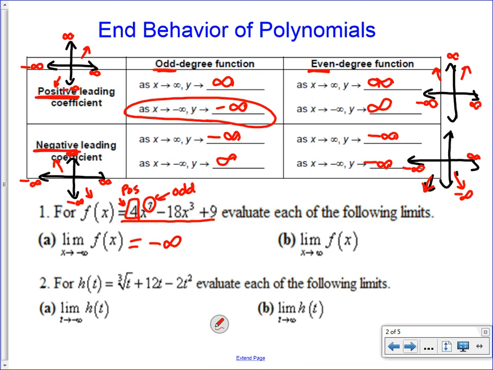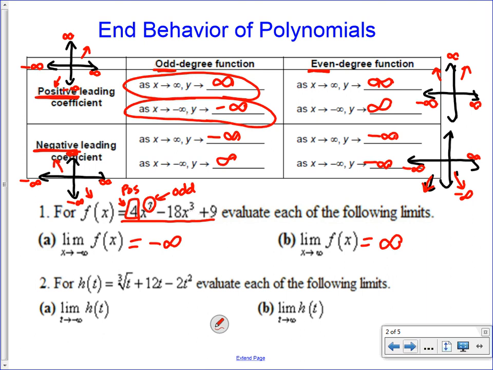All right. B, the limit as x goes to infinity of f of x. Well, that's our other end behavior. As x goes to infinity, y goes to infinity. Okay. Now, let's look at number 2.